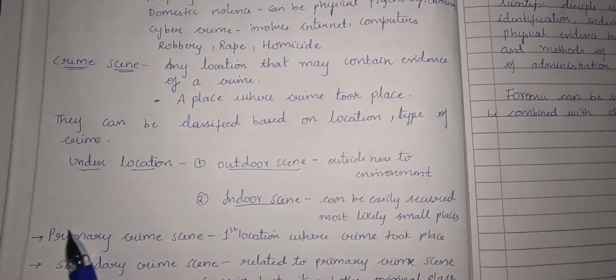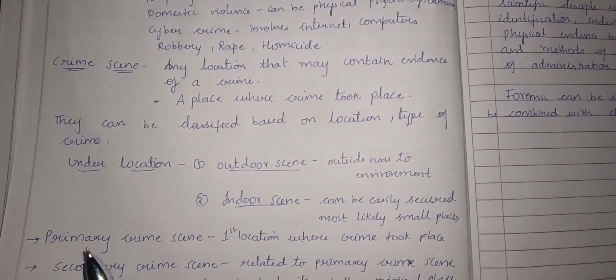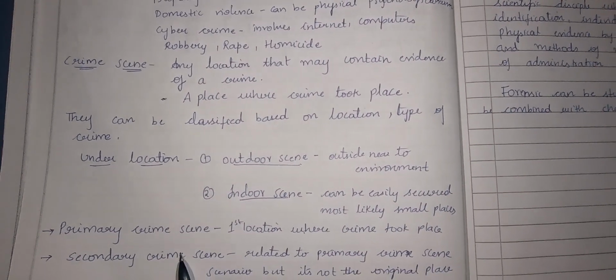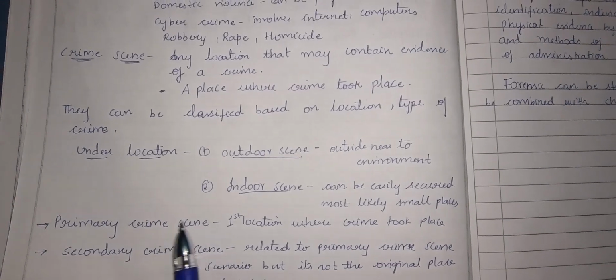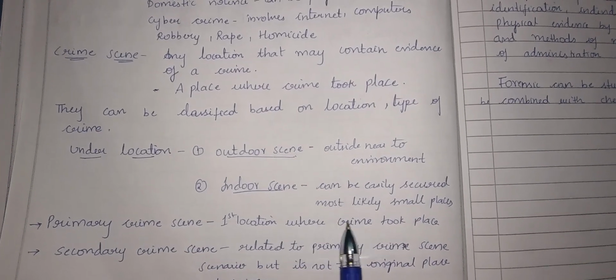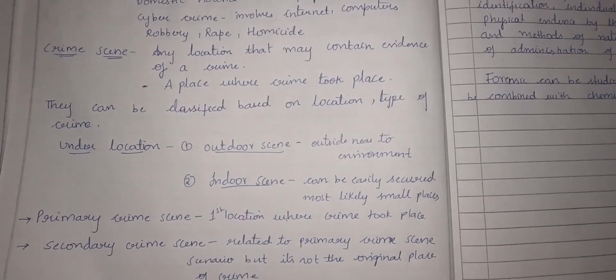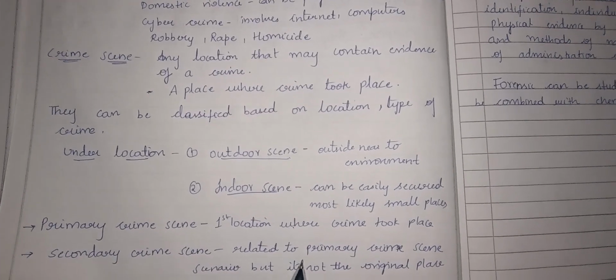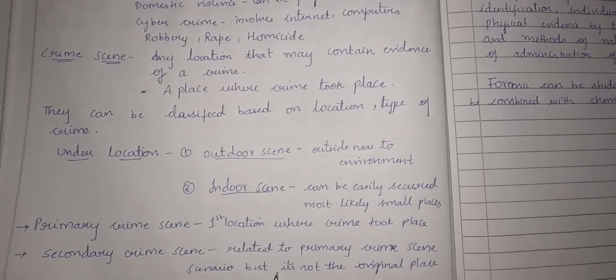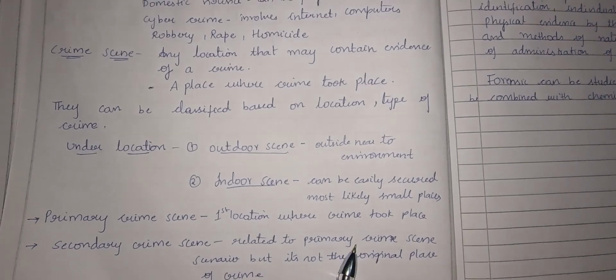Now, coming to the two different types of crime scenes. Majorly they are the primary crime scene and the secondary crime scene. The primary crime scene means the first location where the crime has taken place, and the secondary crime scene is related to the primary crime scene, but it is not the original place of the crime.